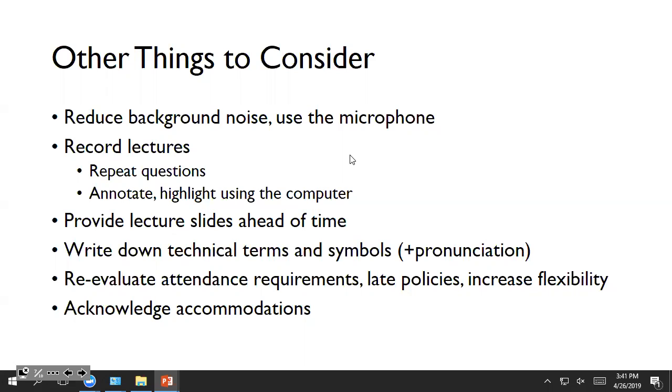And I have a few more things here. Reevaluate attendance requirements. Some students are sometimes not able to be here all the time or be here on time for a class. Perhaps think about increasing flexibility in some of our either assignments or, again, attendance policies that we might have. And the final one there is something that I started doing last quarter, and I just wanted to share it. I'm not exactly sure if this is a great idea or not, but as instructors, we get these accommodation letters from Access Services.